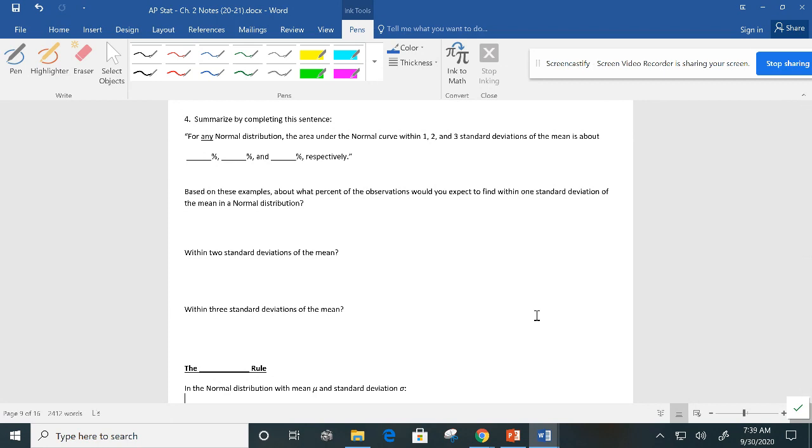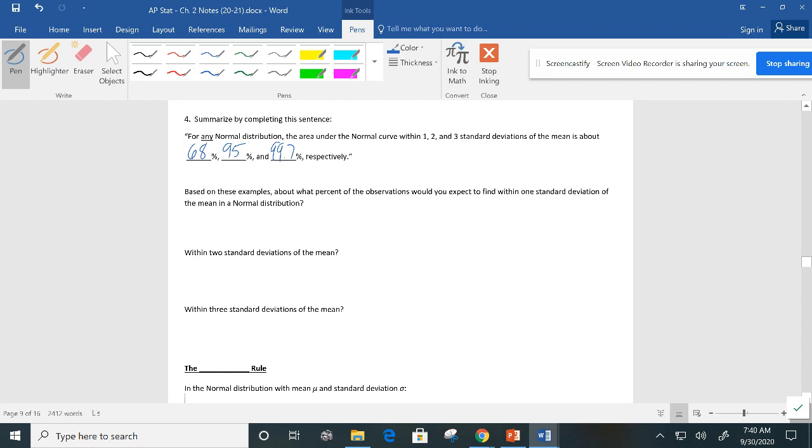One of the most important things when we're dealing with the normal distribution is understanding what's called the empirical rule and the percentages that go along with how many values are within 1, 2, and 3 standard deviations of the mean. For any normal distribution, the area under the normal curve within 1, 2, and 3 standard deviations of the mean is 68% within 1 standard deviation of the mean, 95% within 2, and 99.7% within 3 standard deviations of the mean.